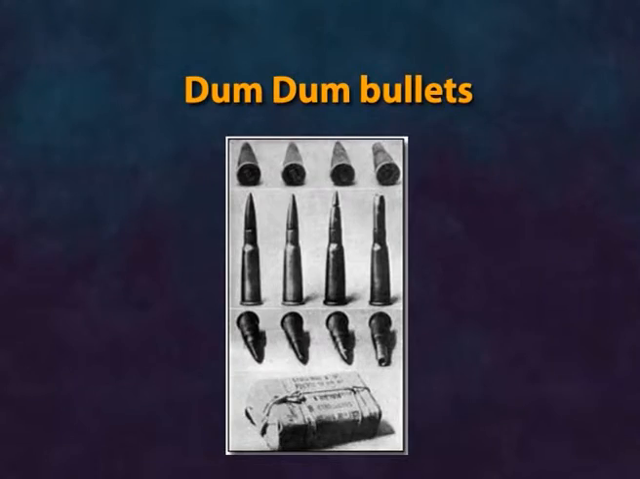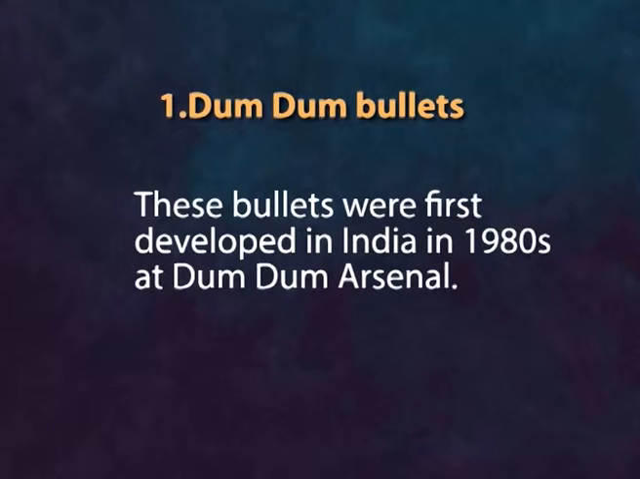Apart from these basic types of bullets, some specific types of bullets are, first, the dum-dum bullets. These bullets were first developed in India in 1890s at Dum-Dum Arsenal. They were earlier used in 1898 but had some defects. Since the base of the bullet was not jacketed, there was a possibility that the core would blow and leave the jacket in the rifling of the barrel, which may hinder the loading of the next round or the subsequent round.